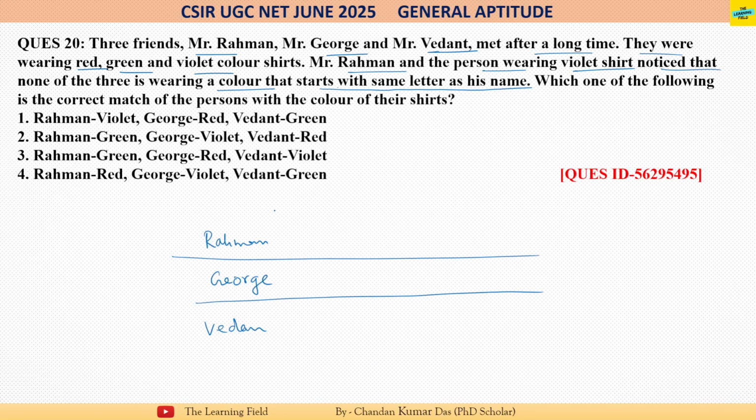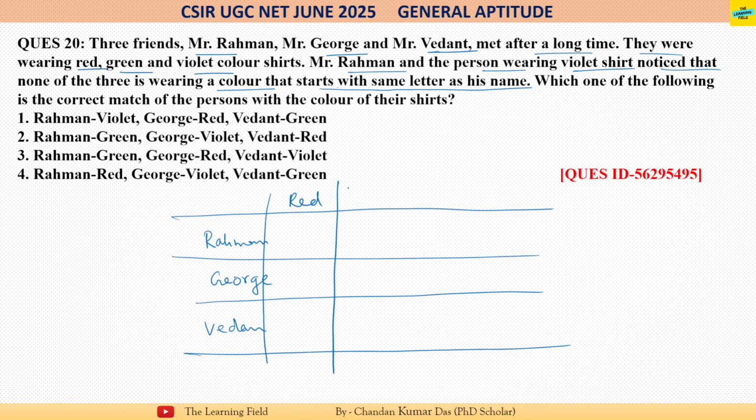Three friends and three colors. We write red, then what are the colors? Green and violet. But they don't wear the same letter name. So Rohman red, no. George green, no. Vedant violet, no. Because the first letters matched. Fine.